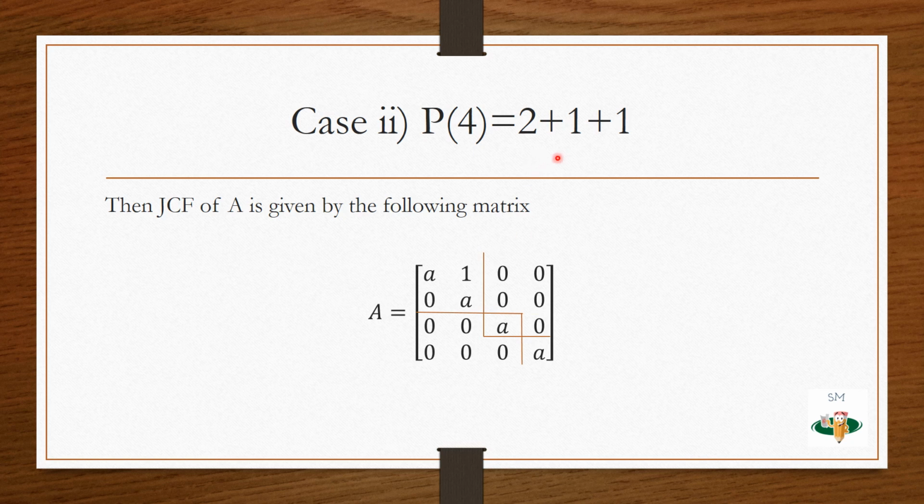Next, case 2 plus 1 plus 1. So that is one 2 cross 2 block, one 1 cross 1 block, another 1 cross 1 block. So these two are single blocks. Here the super diagonal entries are 0 because these A's are in different blocks, and these two are in the same block, therefore the super diagonal entry is 1.